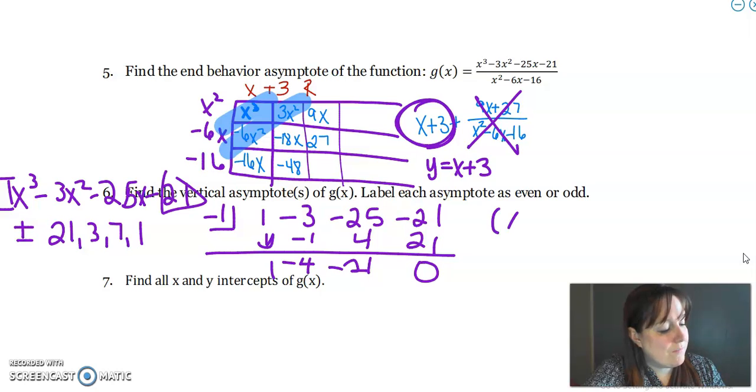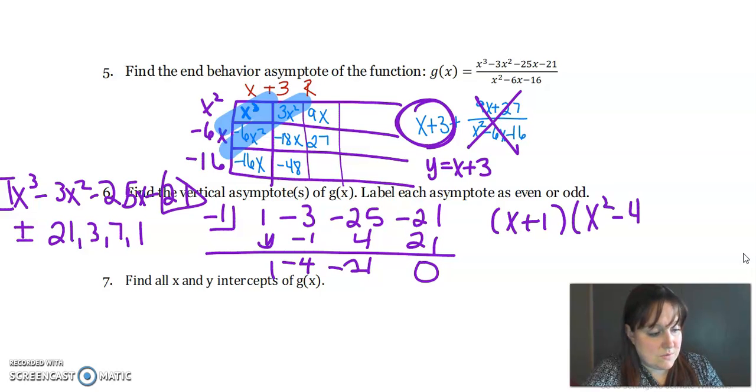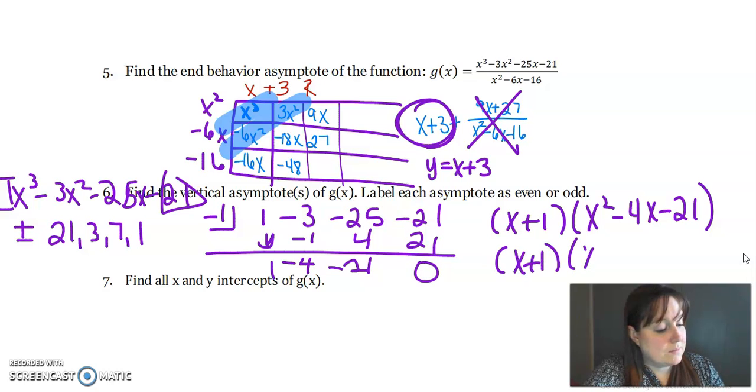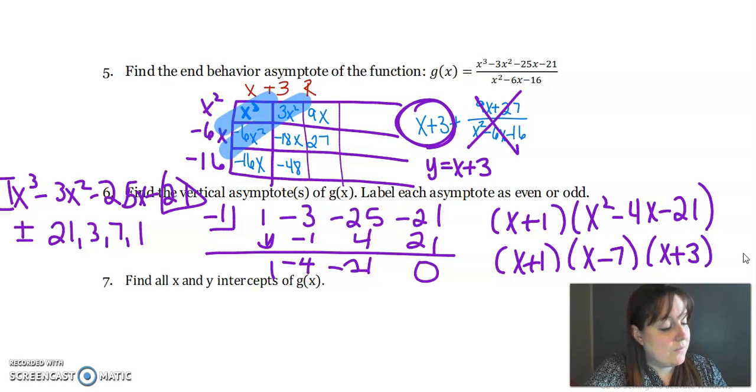So one of my factors is x plus 1. Because -1 is a root, I can write one of my factors as x plus 1. So what is my other factor? My other factor is x squared minus 4x minus 21, because that's what's left over from my synthetic division. Now, I can factor that some more, as x minus 7 and x plus 3.